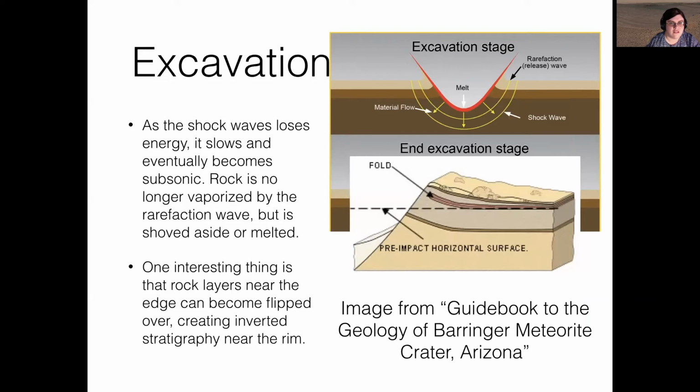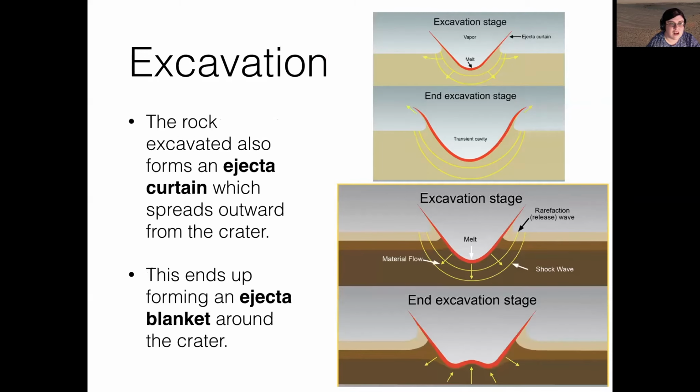So here's an example of that inverted stratigraphy. You get kind of a sandwich with whatever the surface layer was in the middle, and on the top of the sandwich you have the layers with the oldest on top. The bottom of the sandwich you have them normal. This is from Meteor Crater, looking at the sediments from there.